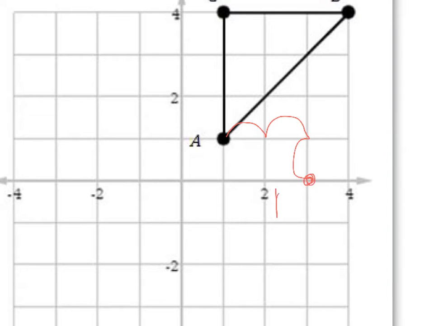So this is going to be A prime. We're going to need some more tick marks here. But if I go right 2 and down 1, here's B prime. And then right 2, down 1 is C prime.